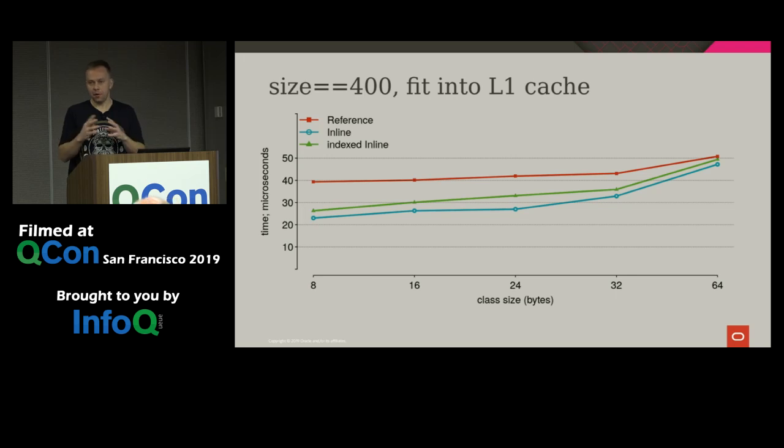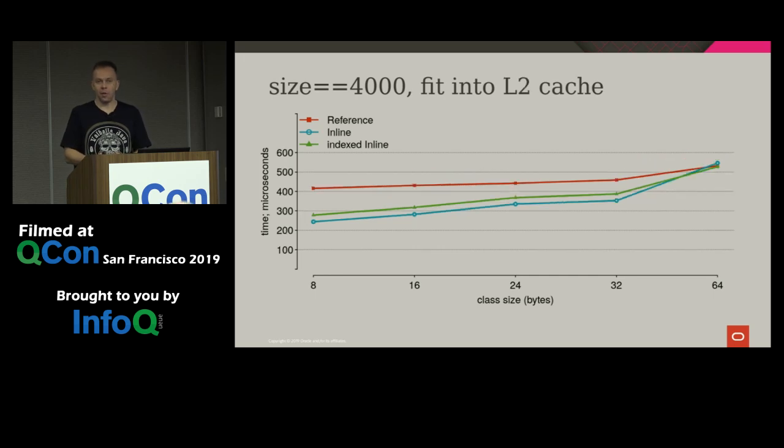And here, for small arrays, for data which fits into L1 cache and I don't have cache misses, I see that for all cases, simple inline classes are faster than references, even if I move more data. It doesn't matter.